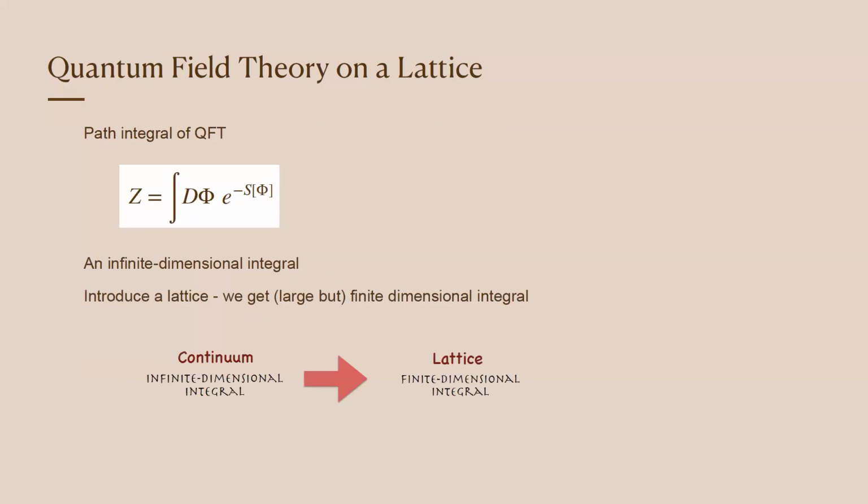So the approach is based on path integral quantum field theory. What we do is we take the action of the theory, exponentiate it, and integrate over all field configurations. This integral is an infinite dimensional integral. Okay? So if we introduce a lattice, we can bring this down to a finite dimension. Because the lattice can accommodate only a finite number of degrees of freedom, so that we can handle it.